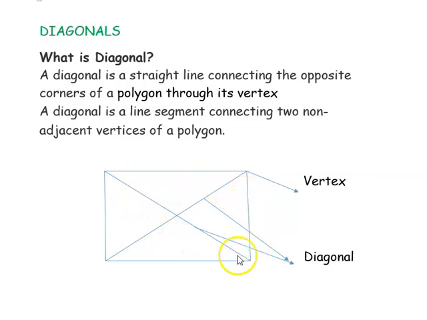Suppose you consider this picture, it's a rectangle. So you are connecting the opposite corners, also called vertices, and the line connecting the opposite corners or vertices, you will call it a diagonal. So for this four-sided figure, you have two diagonals.